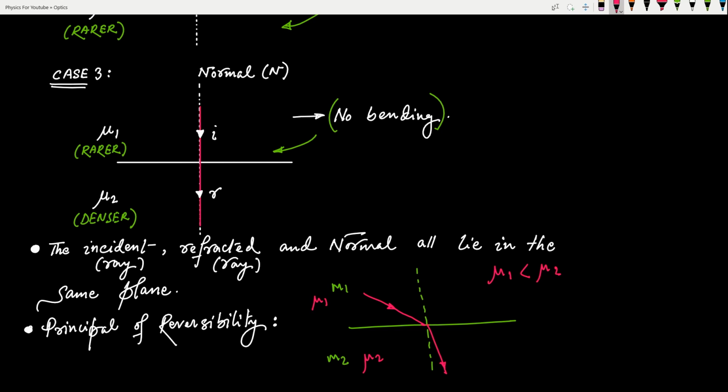Now the principle of reversibility says that if I reverse the path of light, now the ray of light is moving in the opposite direction but following the same path, then we see that after refraction it follows the same path in the second medium. This is known as the principle of reversibility. Simple as that. I hope the concept of the principle of reversibility is clear. So these are the laws of refraction. I hope this is clear. There's no complexity in it. Now let's move on to our next concept.